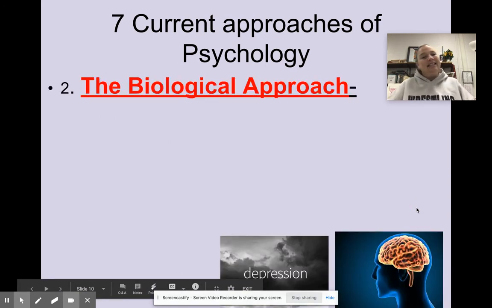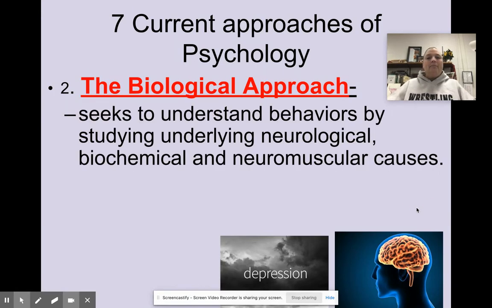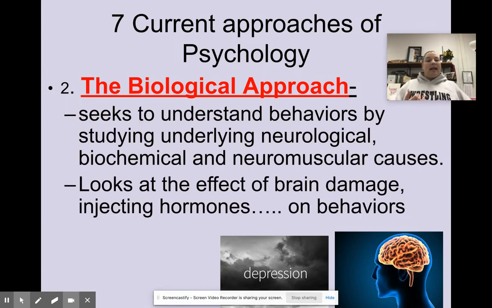Our second theory is the biological approach. These people seek to understand behaviors by studying underlying neurological, biochemical, and neuromuscular causes. They're actually looking at the brain itself and the chemicals and the things that happen to your brain and what causes behaviors. So, for example, they might study the effects of brain damage, the whole concussion issue with the football players that are going on right now in the pros. That's a really big area in psychology.